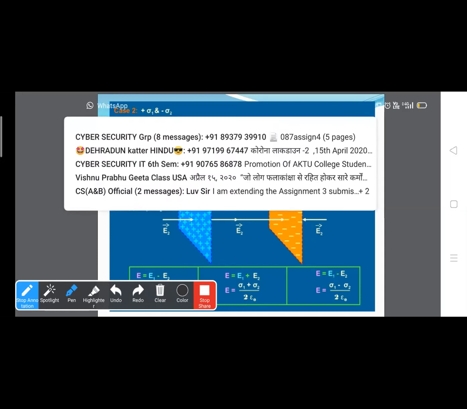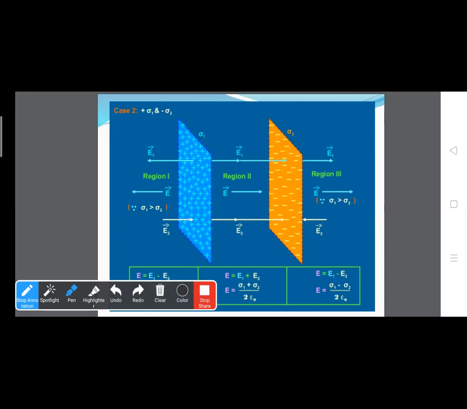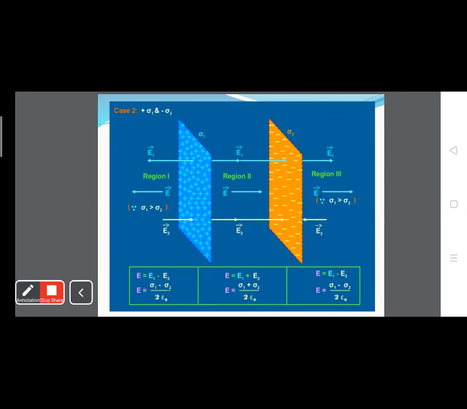Okay. Now we have to find the electric field at point C, which is region 3. So draw the electric field direction. So for the first plate, the electric field direction will be in this direction, and for the second plate, it will be in the opposite direction. So the net electric field of region 3 at point C will be equal to E1 minus E2. Clear? So E equals sigma 1 minus sigma 2 upon 2 epsilon naught.